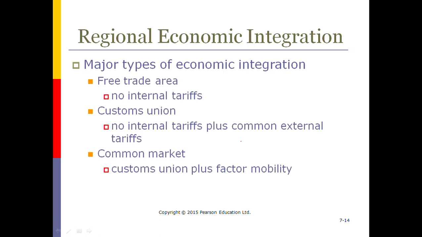And then finally there is a common market. It would be a customs union, plus there would also be facilitation of factor mobility. Remember what is a factor? Factor is labor and capital. So again, labor and capital would be facilitated and freely move from one country to another. Then we call that agreement a common market.